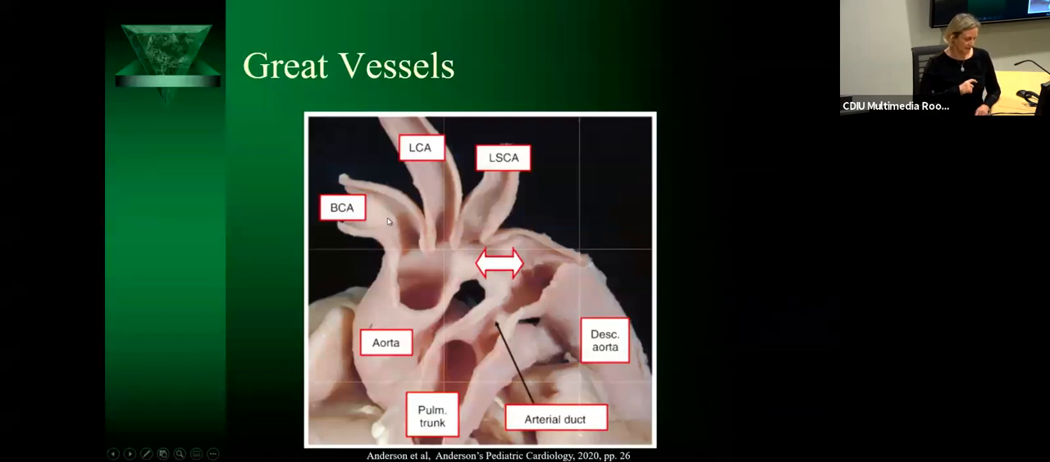So we've got the aorta coming up like this. Then there are three great vessels. The first comes up as one piece, and then it divides into the right subclavian and right common carotid. The one in the middle is the left common carotid, and the one on the outside is the left subclavian artery.